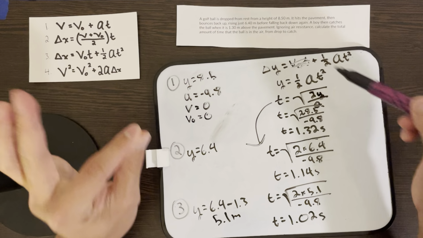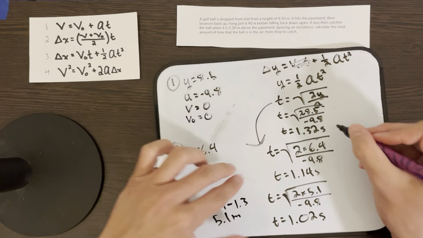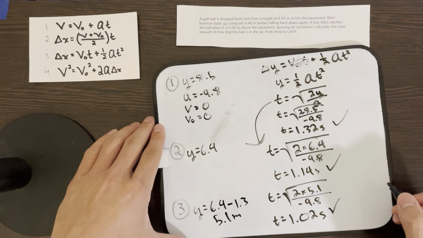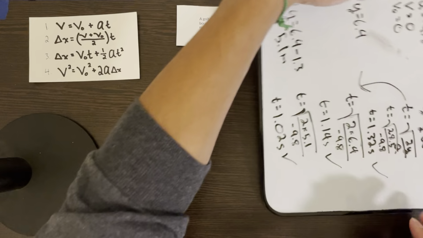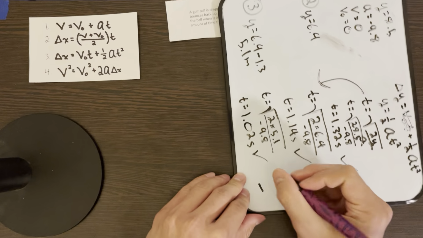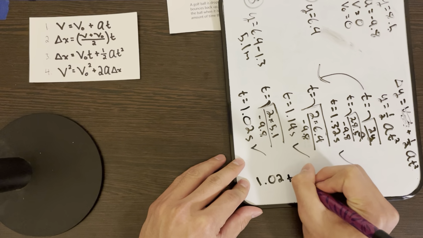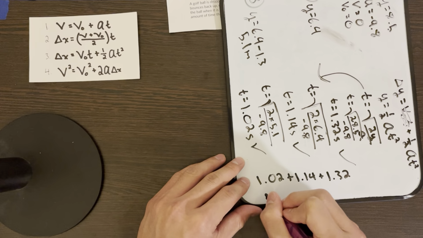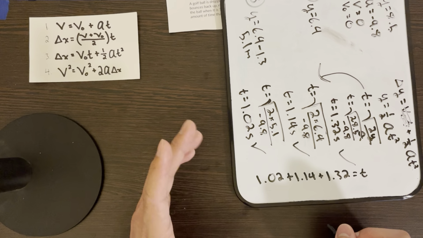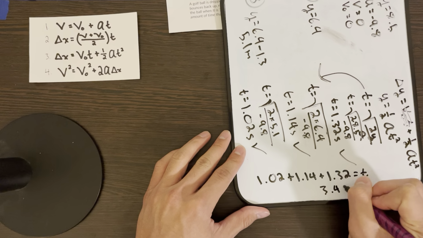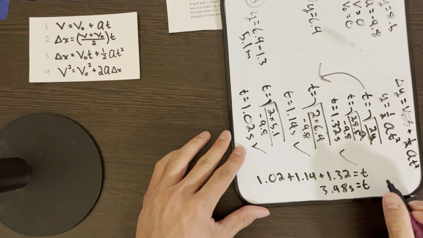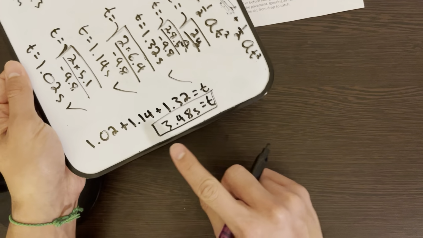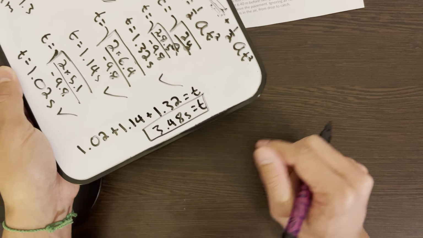So now we found all the times for all 3 different parts. All we have to do now is add them. So I'll turn the board this way. 1.02 plus 1.14 plus 1.32 is equal to time. When we add all of that up, we get 3.48 seconds. So our answer for the amount of time that the ball is in the air is 3.48 seconds.